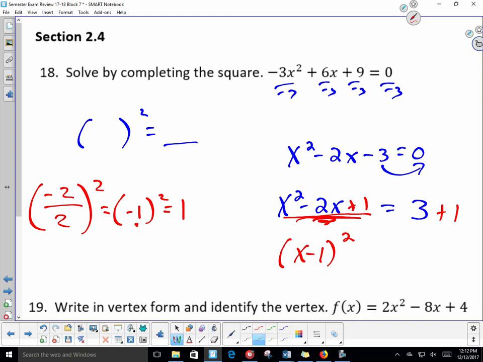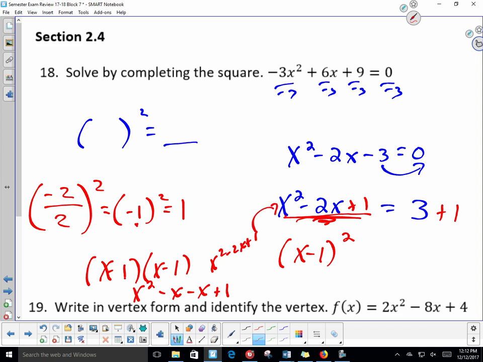If I took x minus 1 and multiplied it, x minus 1 times x minus 1, what would I end up with? Lauren? Minus 1x, minus 1x, plus 1. So that would be x squared minus 2x plus 1, which is what I have here. That's what I've done, I've just rewritten this in this form. That's all I've done. And then 3 plus 1 is 4.